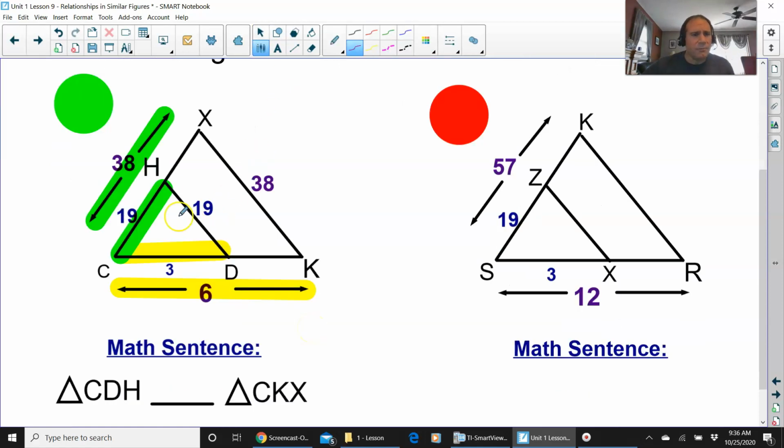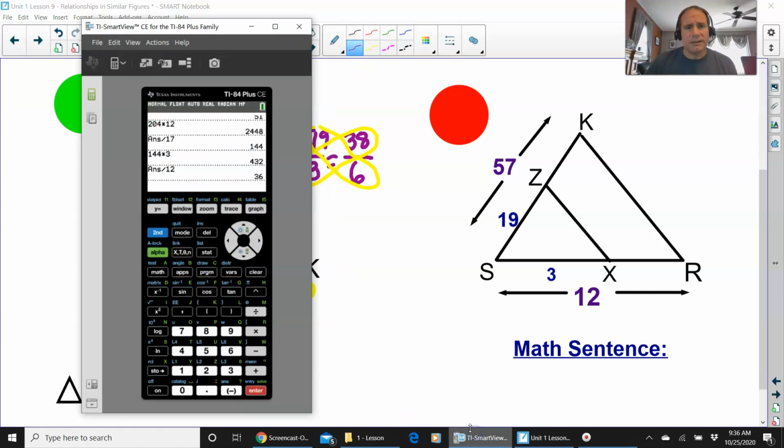Well, I'm not going to do anything different. I'm just going to take the smaller triangle right now. I'm going to take 19 and put it over 3. All right. And then I'm going to take the larger one, matching up the corresponding sides, 38 over 6. Now I am going to cross multiply. Right? So I'm going to do 19 times 6 first. I'm going to see if the cross products are equal. And if they are, these are similar figures. If they're not, they're not similar. So I'm going to get the calculator up.